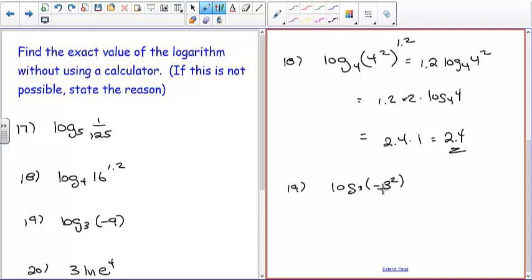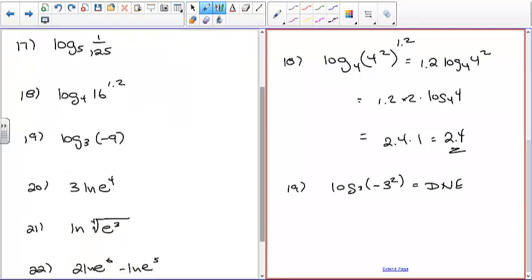So what I was saying was that anytime you have a negative quantity inside any logarithm, there is no solution, there's no answer. So the logarithm of negative 9 just does not exist. Okay, number 20.